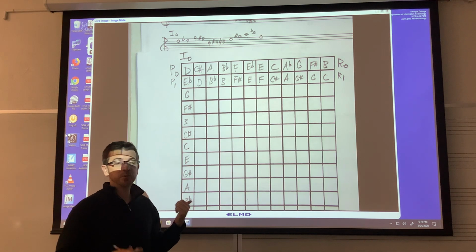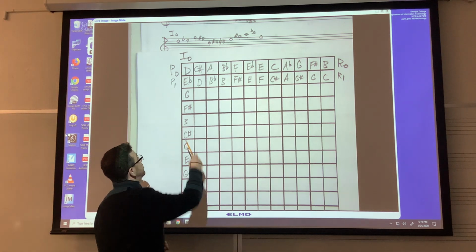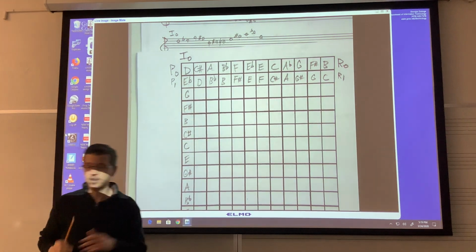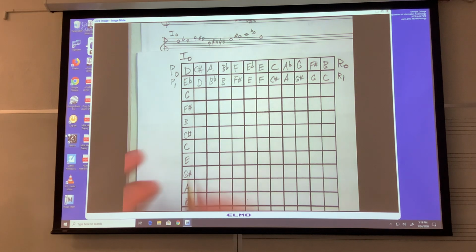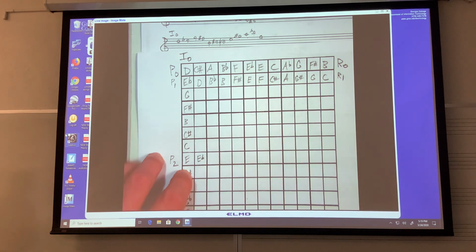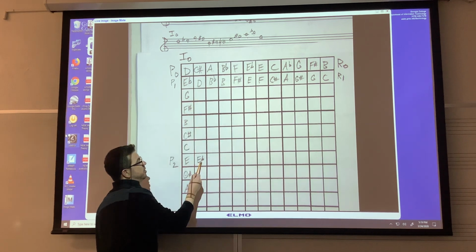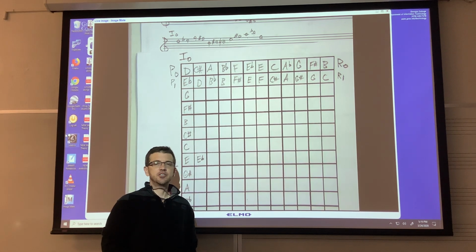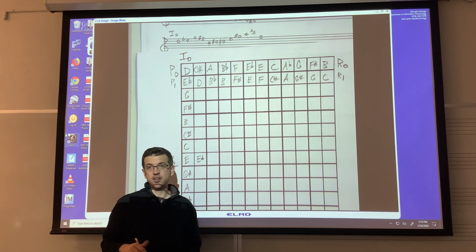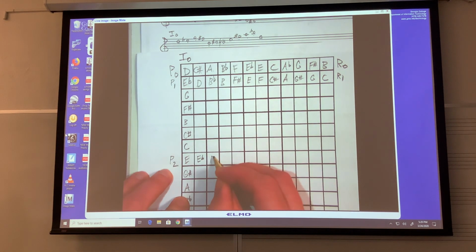Now, the next one we need to do is P2. So where would we start P2? Well, if P1 starts on E flat, P2 will start on E, because now we're transposing it up one more half step. And so what I'm doing is I'm just taking P1 and then moving it one more half step up to come up with P2. If you want to try this first on your own, you can pause the video and then unpause it and see how you did.